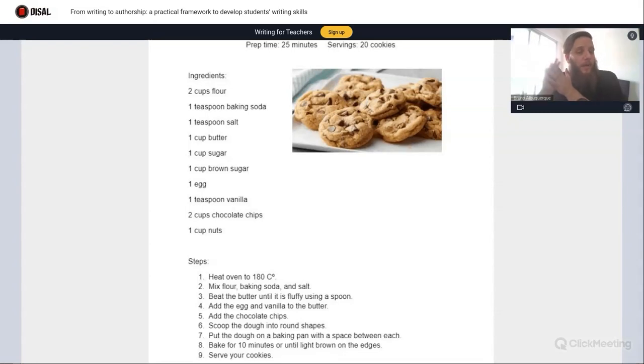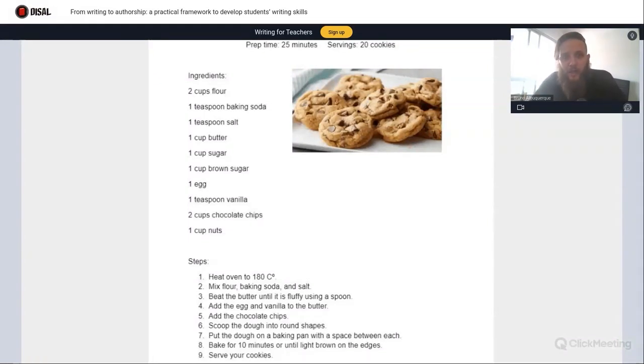And this is what I wanted them to do to get started on this genre analysis, to start finding out the characteristics of the genre of a recipe. Yes, I was trying to get some of this from them, from their schemata and background experience.